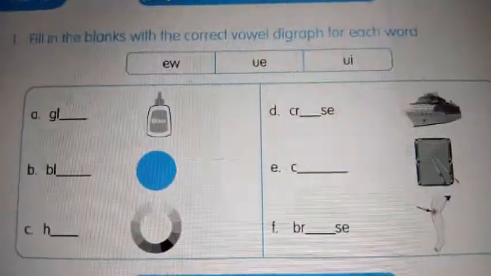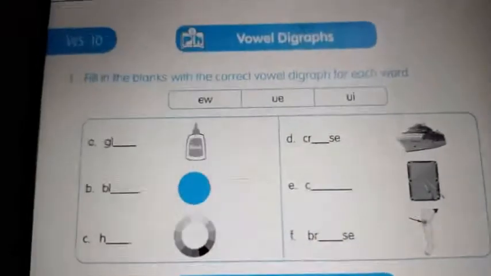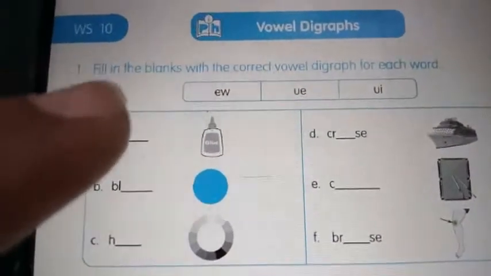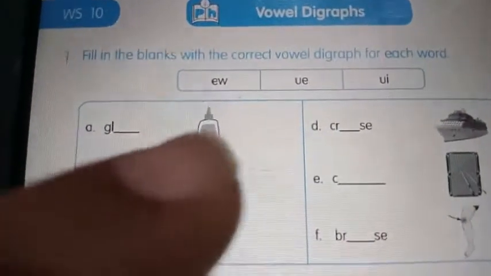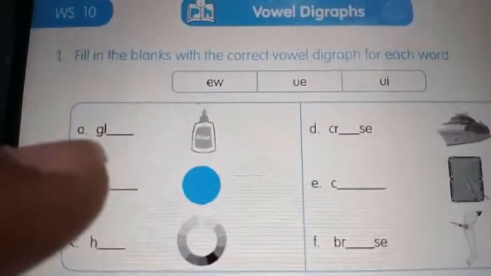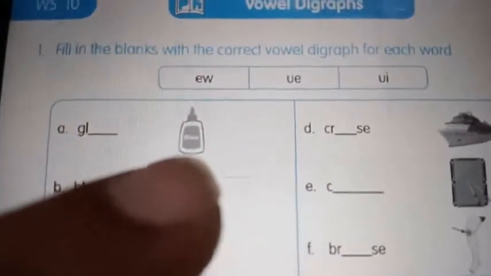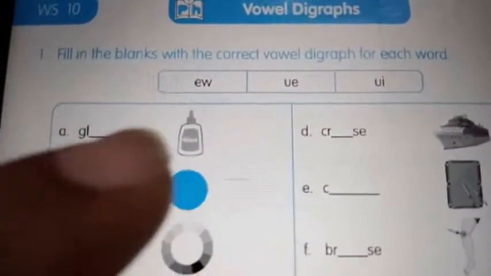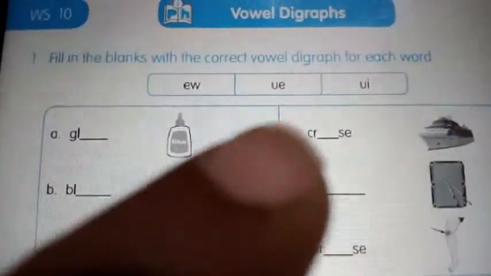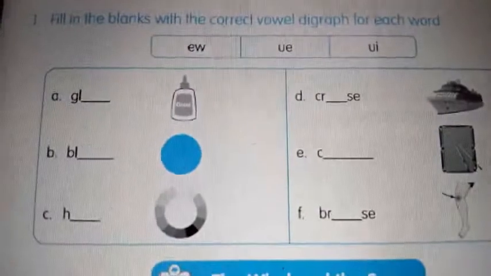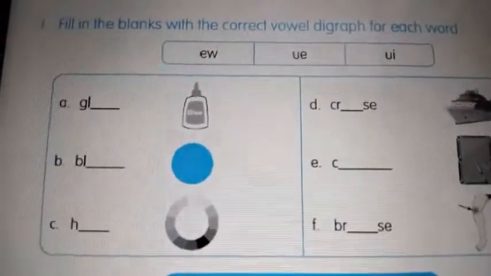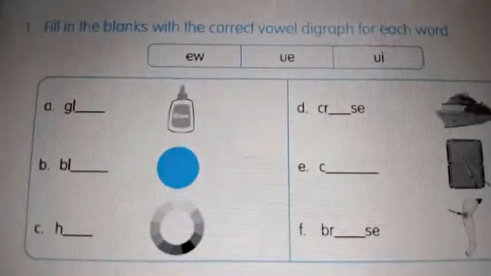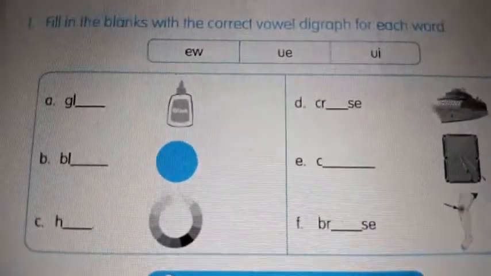Yes. So, see this, my dear children. This is worksheet number 10. Question number 1. Fill in the blanks with the correct vowel digraphs. First, you will look at the picture. Then read the word. What is that? Yes, glue. Which is the correct one? Oo. So you have to write here, then complete this. Okay. So I did the first answer. The remaining you have to finish. After this you have to pause the video, then do this.